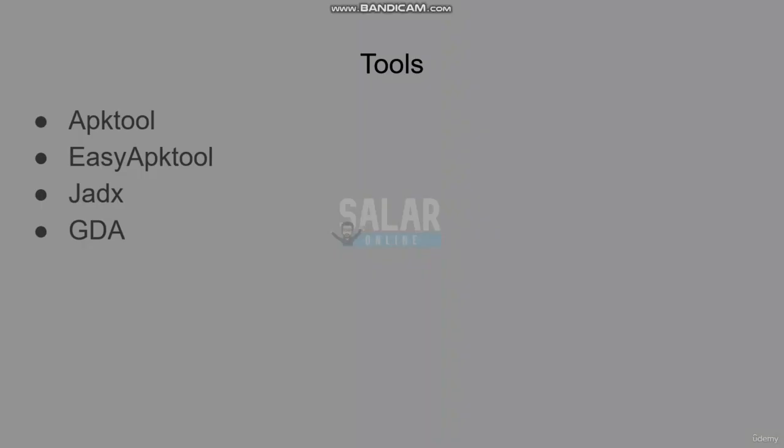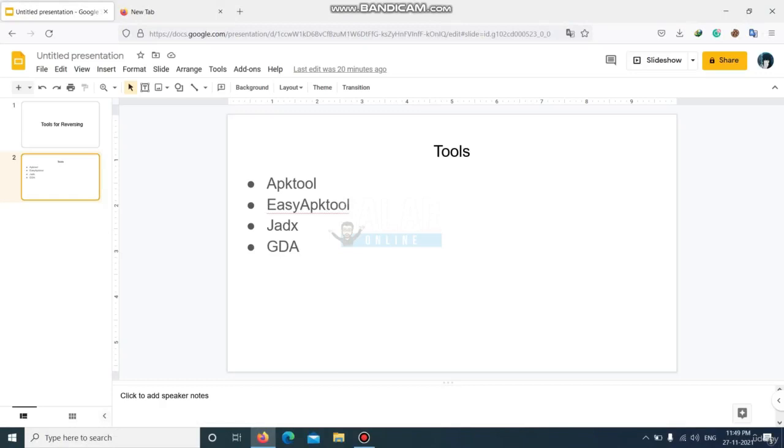GDA is also a new tool. We will not be using APK tool so much, sorry, we will be using Easy APK tool, JADX and GDA, because APK tool is very old, and Easy APK tool is very easy to follow, and as you have Windows, it will be easier to use this rather than depending upon APK tool. But still, we will be looking into APK tool. Let's go back and download these one by one.